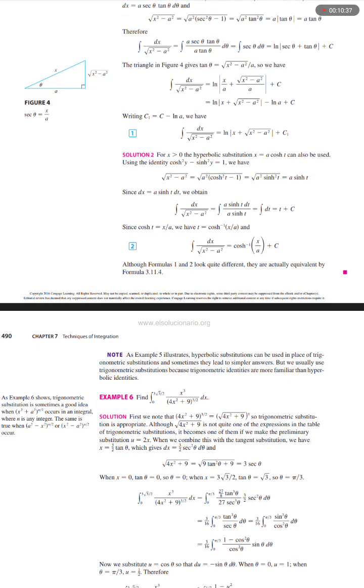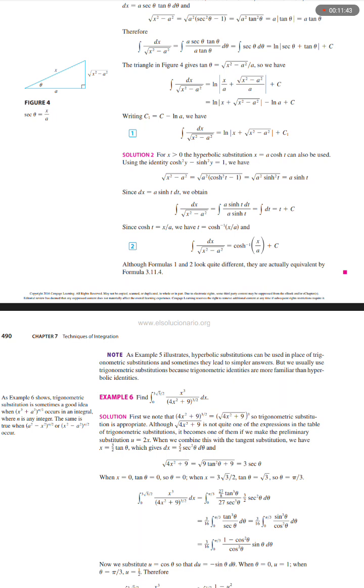t. Since dx equals a sinh t dt, we obtain the integral of dx over the square root of x squared minus a squared equals the integral of a sinh t dt over a sinh t, equals the integral of dt, equals t plus C. Since cosh t equals x over a, we have t equals the inverse hyperbolic cosine of x over a, and equation 2: the integral of dx over the square root of x squared minus a squared equals the inverse hyperbolic cosine of x over a, plus C.